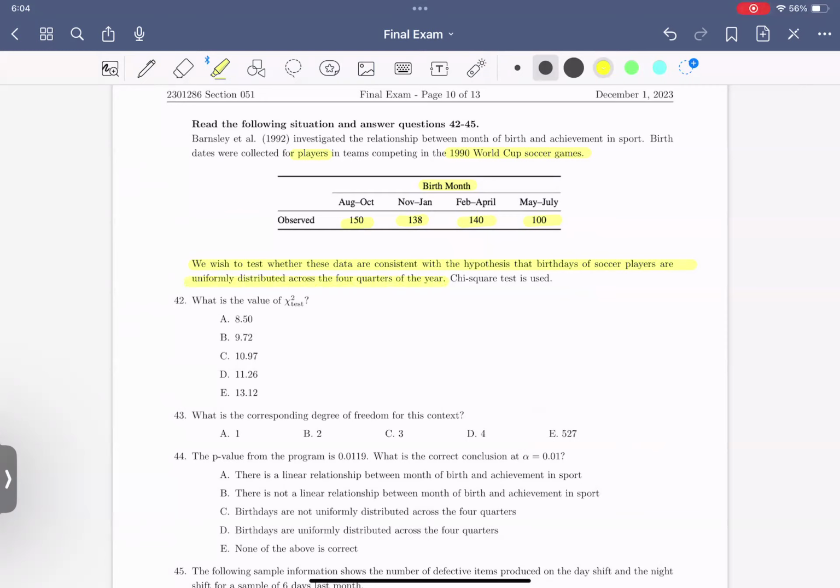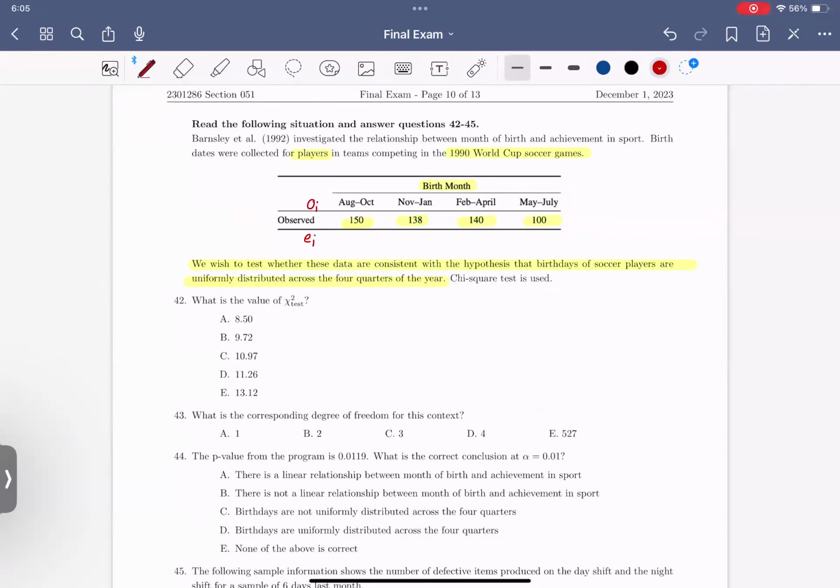So they actually want to know that if you split into each quarter, like August to October, November to January, February to April, May to July, something like that, whether the ratio between them is going to be 1 by 1 by 1 by 1 or not. So a chi-square test is used. So what is the chi-square test here? Of course, you're going to have the observed, this is the OI, and you're going to have the EI.